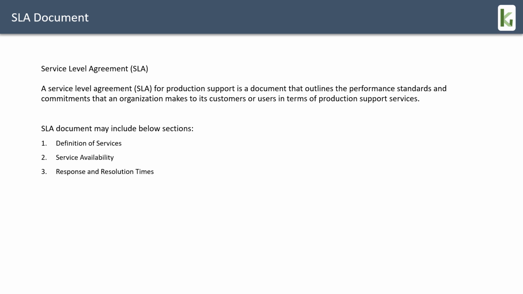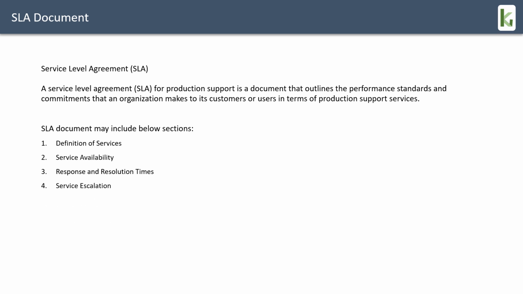Next is your response and resolution times. Now this should outline the expected response time for production support requests as well as target resolution times for any issues that arise. Now this is also important because through this response and resolution time, SLA breach will be decided. So in case you are not able to respond, or in case you are not able to resolve the issue or respond to the issue as per this resolution and response time, that can lead to SLA breach.